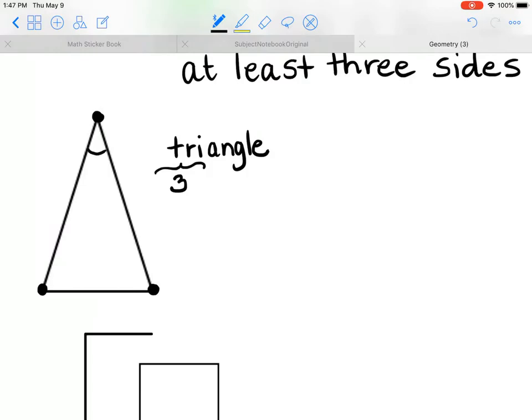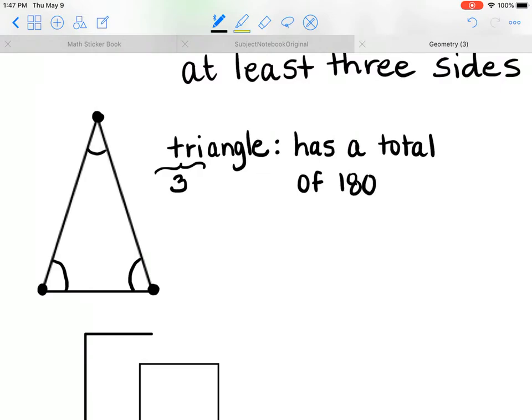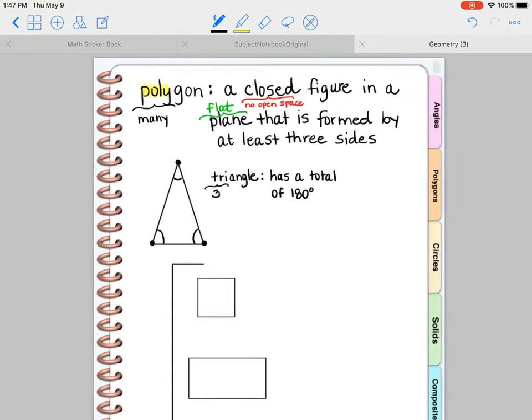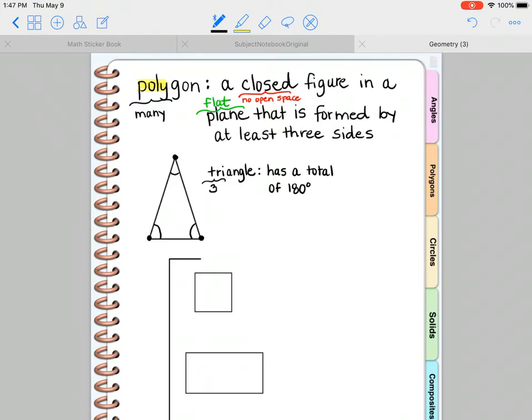And let me draw in the angles for you. And we learned in the last video that a triangle always has a total of, do you remember how many degrees? 180 degrees. So whatever the measurements of those angles are, they will add up to 180. So a triangle is one type of polygon. Triangle.